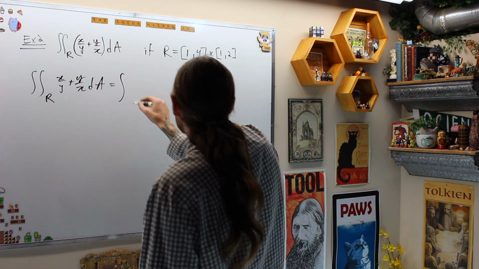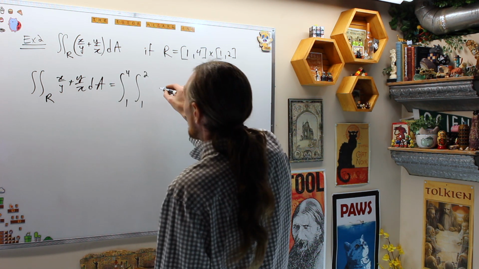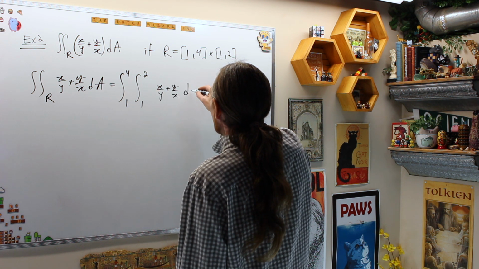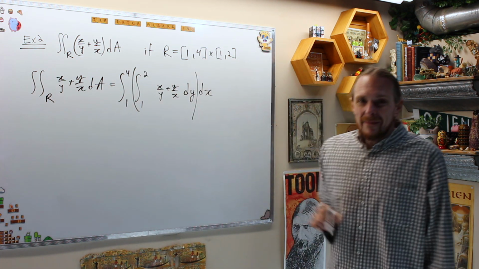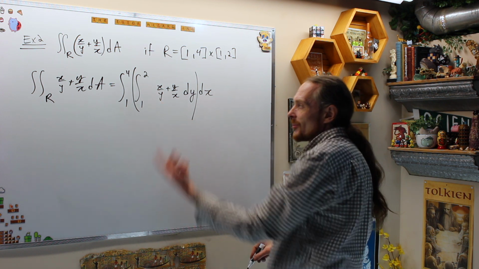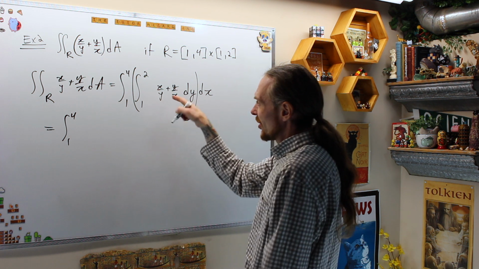This says that the integral over the rectangle of x over y plus y over x dA is equal to the integral from 1 to 4, the integral from 1 to 2 of x over y plus y over x dy dx. I'm integrating y first, x is a constant. This one, therefore, rewrite that.